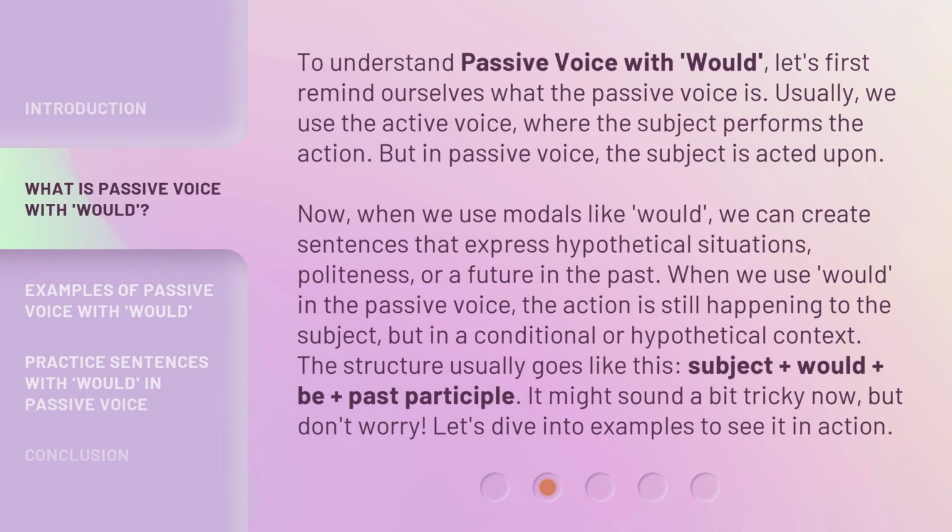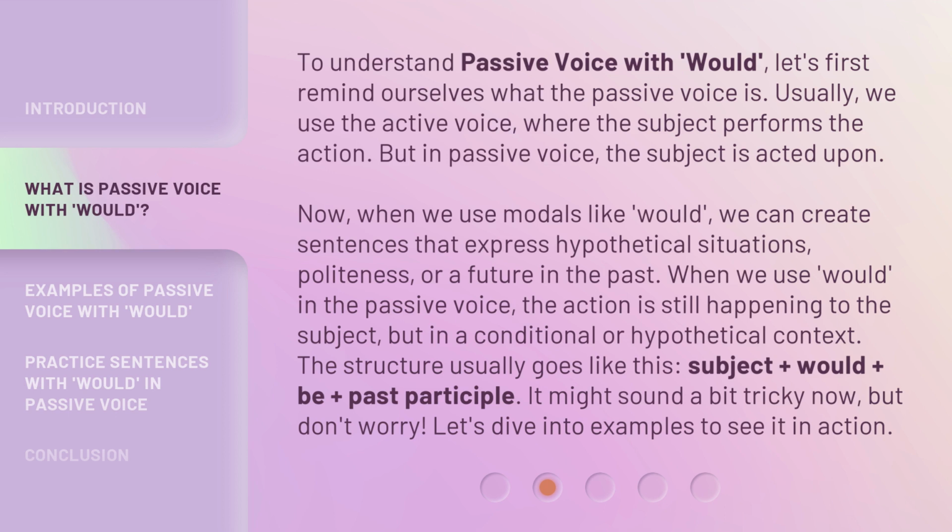To understand passive voice with would, let's first remind ourselves what the passive voice is. Usually, we use the active voice, where the subject performs the action. But in passive voice, the subject is acted upon. Now, when we use modals like would, we can create sentences that express hypothetical situations, politeness, or a future in the past. When we use would in the passive voice, the action is still happening to the subject, but in a conditional or hypothetical context.